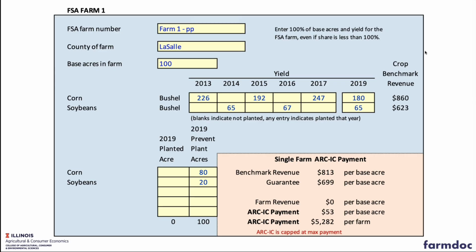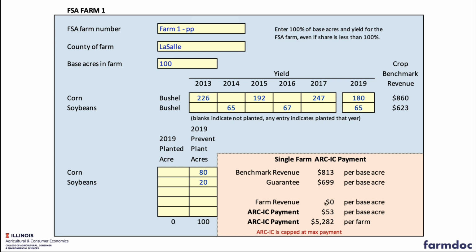But let's just give an example. This is the multi-farm tool. I'm going to do the LaSalle County farm case again. This farm has 100 base acres. Same thing as before. If this has all 80 acres prevent plant, 20 acres of all prevent plant, we get the maximum payment here of $53 per acre. And by the way, for prevent plant, I put yields in here. They shouldn't have put those in here, but because this is prevent plant, revenue is 0.